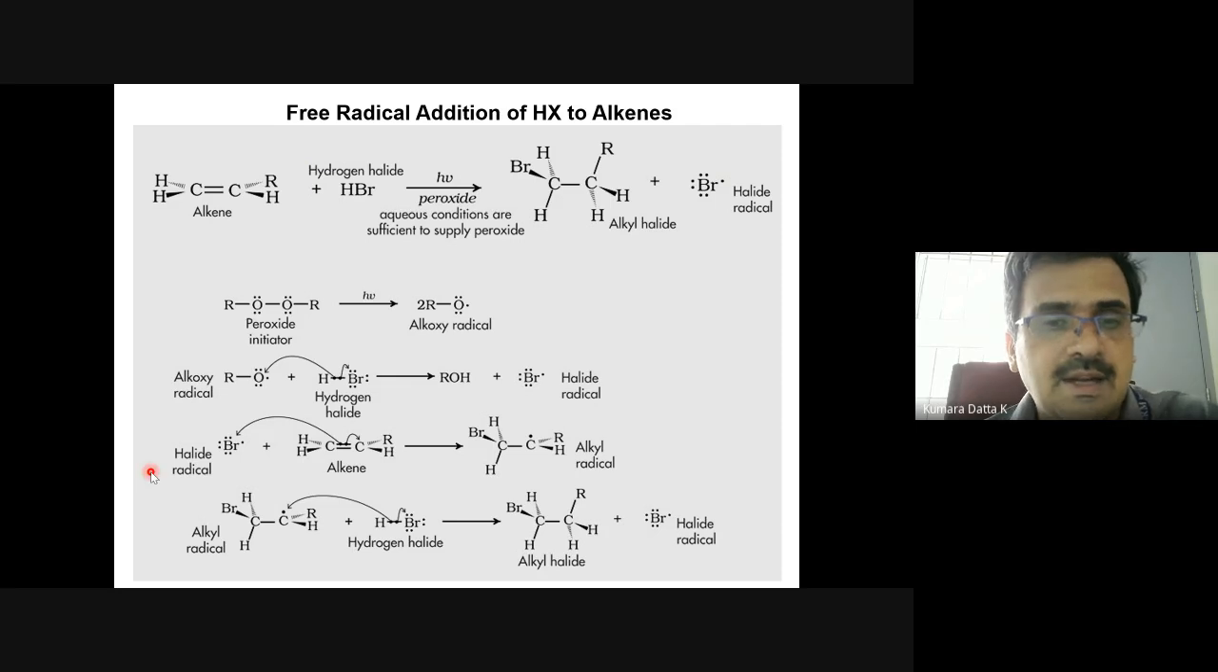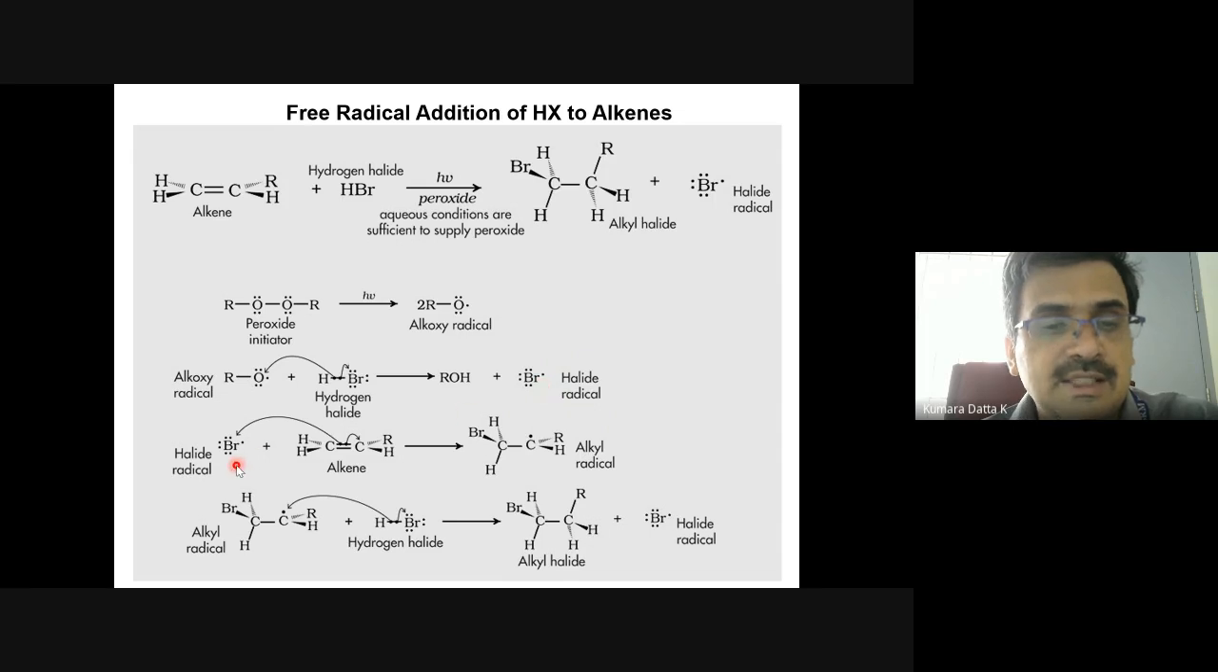So how we get this radical is, first you take peroxide. This is a peroxide structure. You cleave it by introducing light. So we are getting an alkoxy radical. Literally you're cutting here. This alkoxy radical, if it binds to hydrogen halide, gives alcohol and generates a halide radical. This is a very reactive species. You see how electron deficient it is.